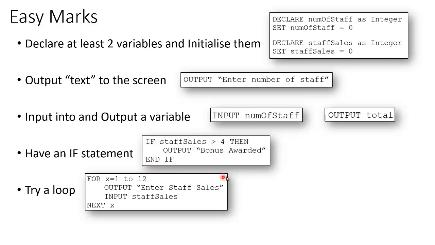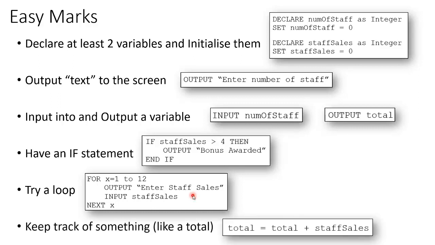Try having a go at a loop. It doesn't have to work 100%, just make sure you end it and there's something in it. And that might get you a mark. And keep track of something. It's normally a total. So total, and it's always what it is equal to itself plus something else. So that it's like adding on to it each time.